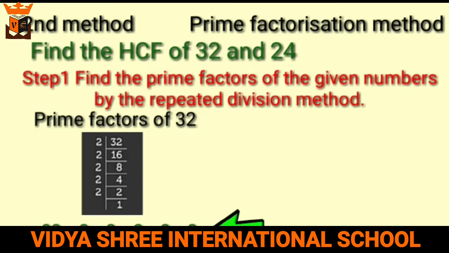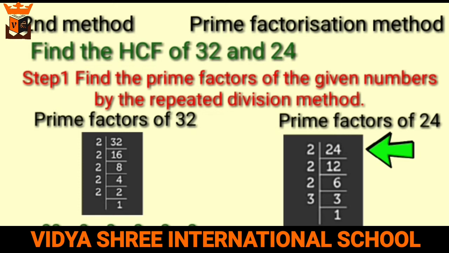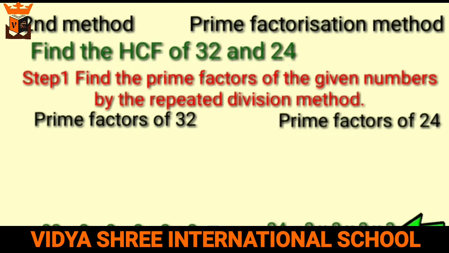Now find the prime factors of 24. Divide 24 by 2, we get 12. Now divide 12 by 2 to get 6. Divide 6 by 2 to get 3. 3 is a prime number, we divide it by itself and get 1 as a quotient. So the prime factorization of 24 is 2 into 2 into 2 into 3.